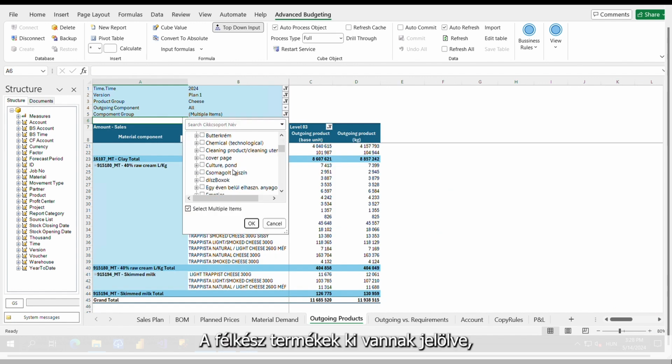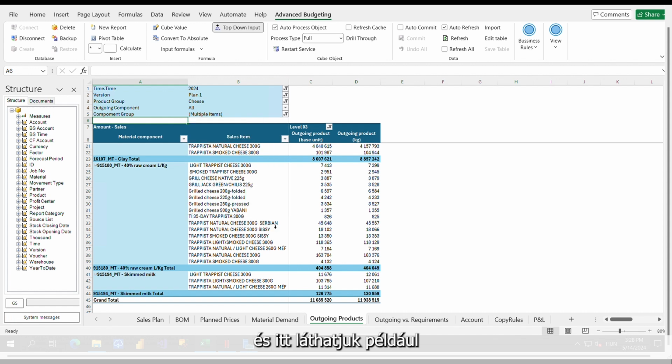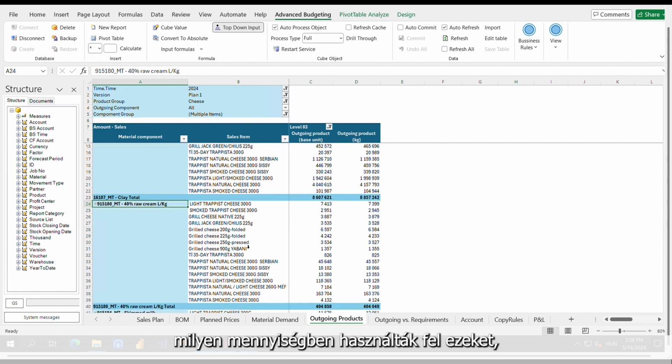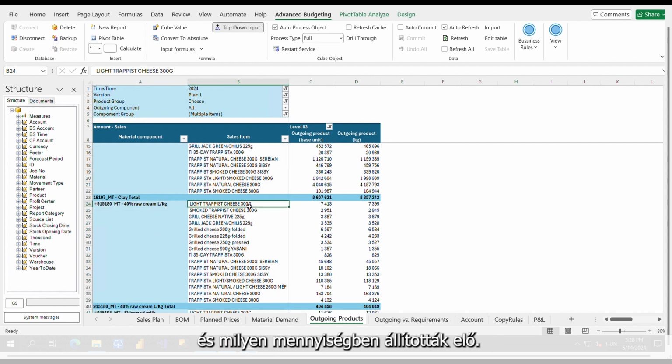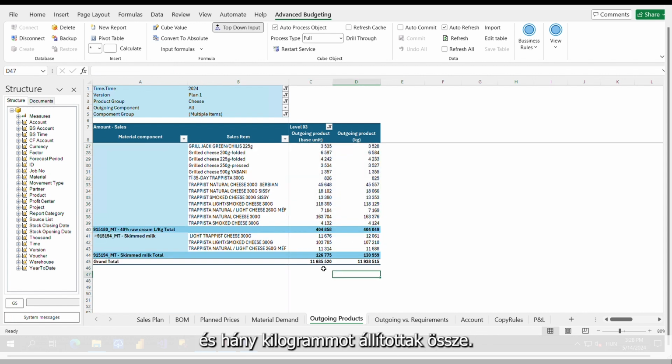The semi-finished elements are designated, and here you can see, for example, for whey or raw cream, what the sales items are, the volume at which these were utilized, and the volume at which they are produced. Here, in this overall view at the planning level, you can see the quantity unit and how many kilograms are compiled.